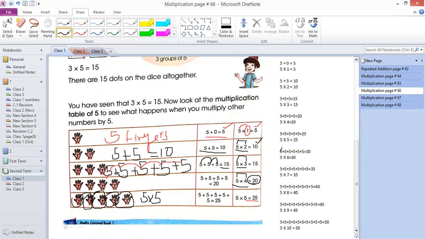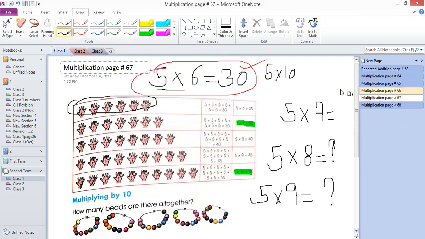This is 5 plus 5, 10. 10 plus 5, 15. Then 15 plus 5, 20. 20 plus 5, 25. And 25 plus 5, 30. So that's absolutely right. 5 by 6 equals 30. Or 6 times 5 equals 30. Now, how many groups? 1, 2, 3, 4, 5, 6, and 7. There are 7 groups of 5.